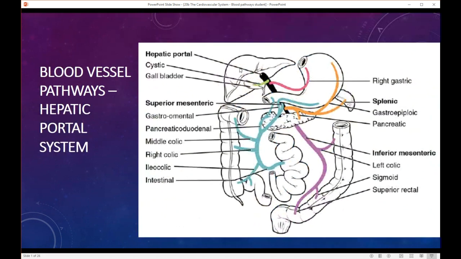This is the hepatic portal system. Okay, and so here's that hepatic portal, and you can see that it's going to go into the gastric area, which is the stomach. It hits all that mesenteric region. Here you go, the splenic and the inferior mesenteric.